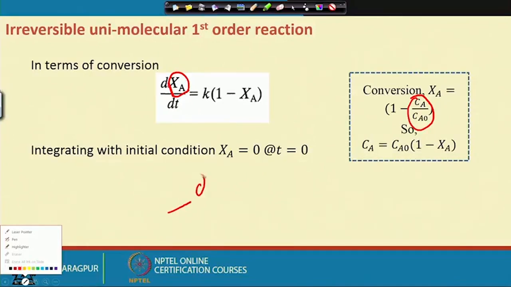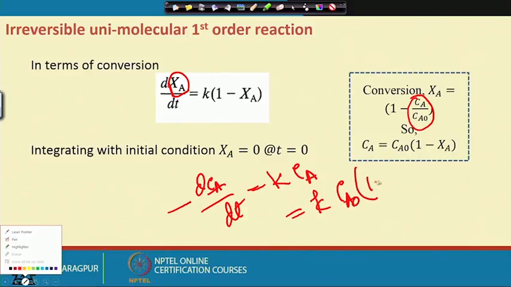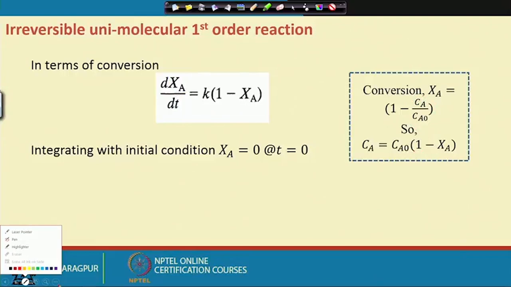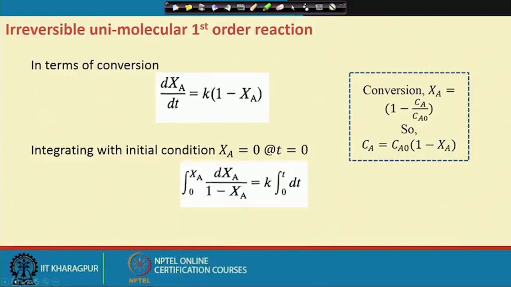How can we convert? Suppose dCA by dt, I have written as k into CA. Am I right? So, what is the CA? Here we have seen that CA equal to CA0, the initial concentration of substrate, times 1 minus XA. Now, if you do that dCA, then what will be? CA0 is constant, so this is equal to minus CA0 dXA. Now, if you put this value here, the CA0 will cancel, and we will get this equation. So, this is the final equation we will get in this form.